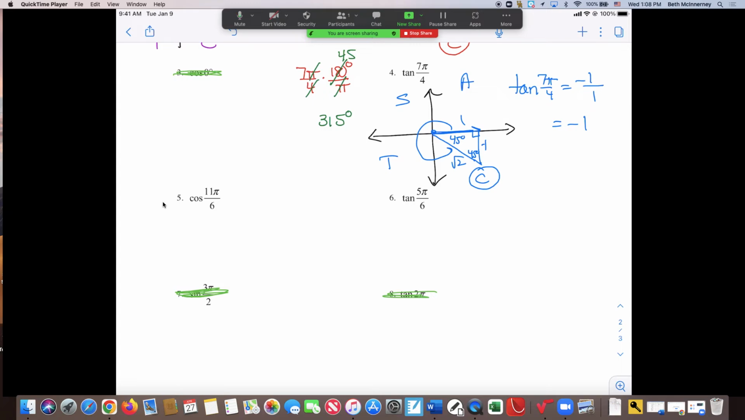All right, let's try another one. Number 5, convert 11 pi over 6 into degrees. Sketch it. Find a reference angle. It's really difficult to do these without a sketch. So figure out how far away from the x-axis we are, and then you'll do SOHCAHTOA on the triangle you've drawn.